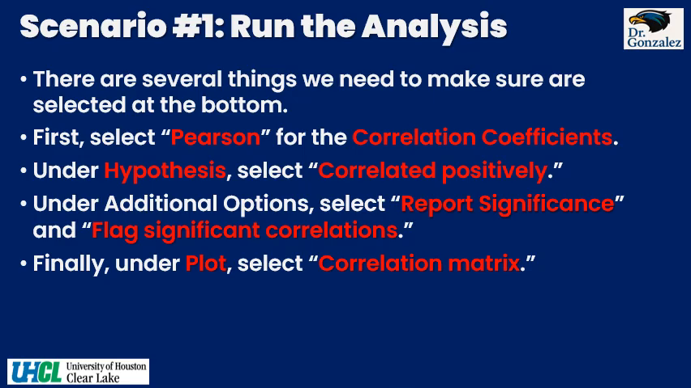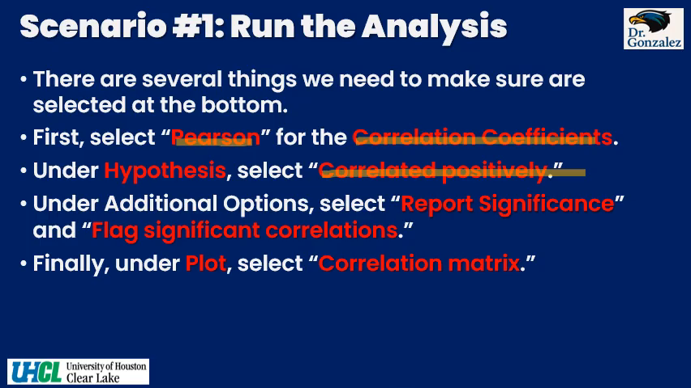Now I need you to make sure you've got some things checked at the bottom. Under the kind of test, you're going to run a Pearson, and that's going to be under correlation coefficients. So make sure you've got Pearson, not Spearman, and not the other one in there. I think it's Tau something. Under the hypothesis, I want you to look at correlated positively because that's what we postulated as an alternative hypothesis, was that if there is no association, we would expect it to be positive, right?